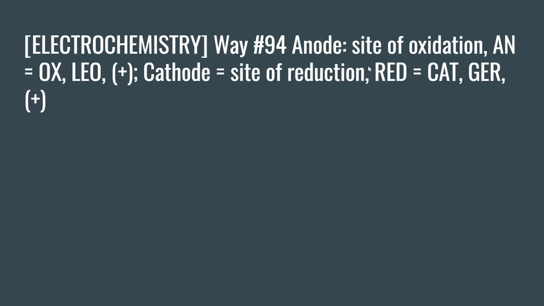So remember, at the anode, you're at the site of oxidation, which means you're losing electrons and the oxidation number is increasing. At the cathode, you're reducing and you're gaining electrons, which means that you're becoming more negative. Apologies for that. That should be more negative.